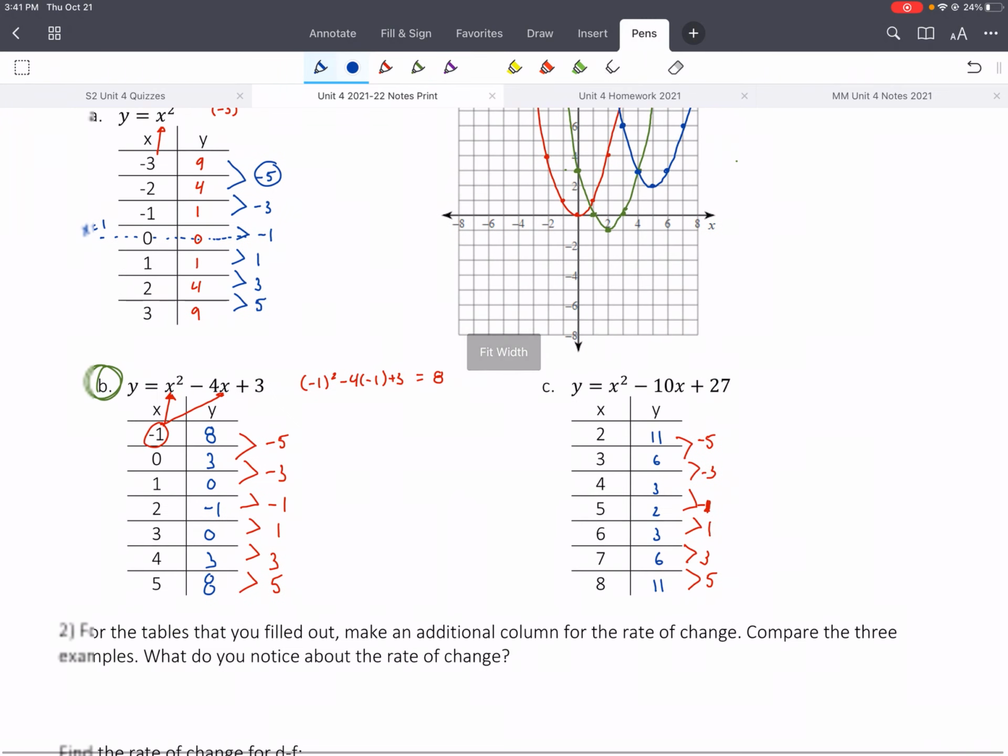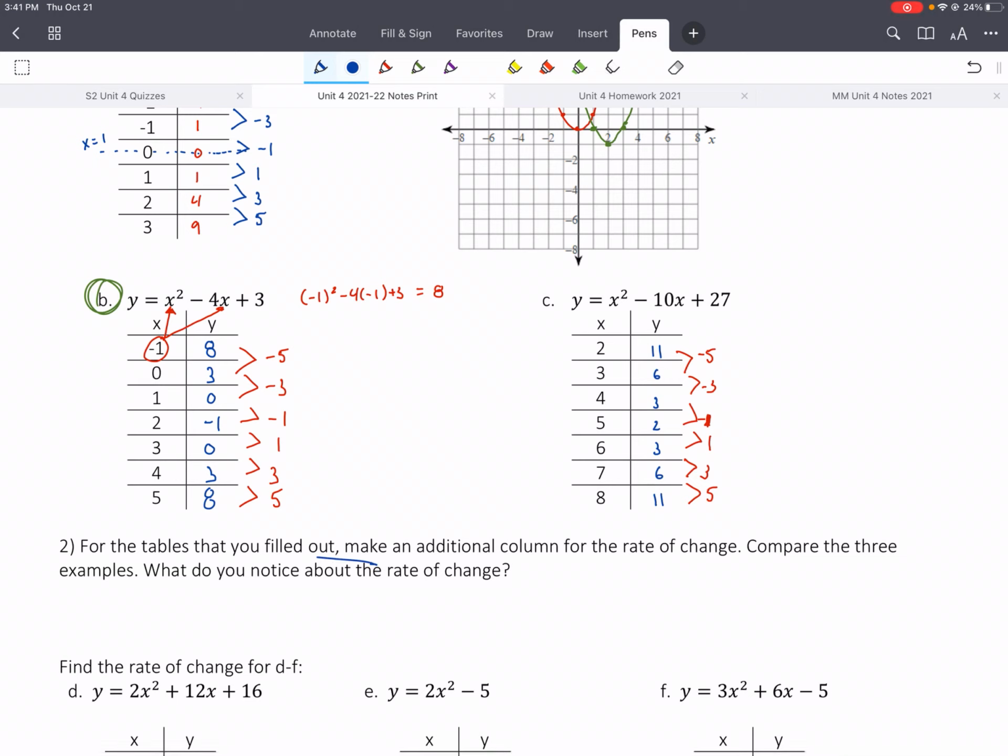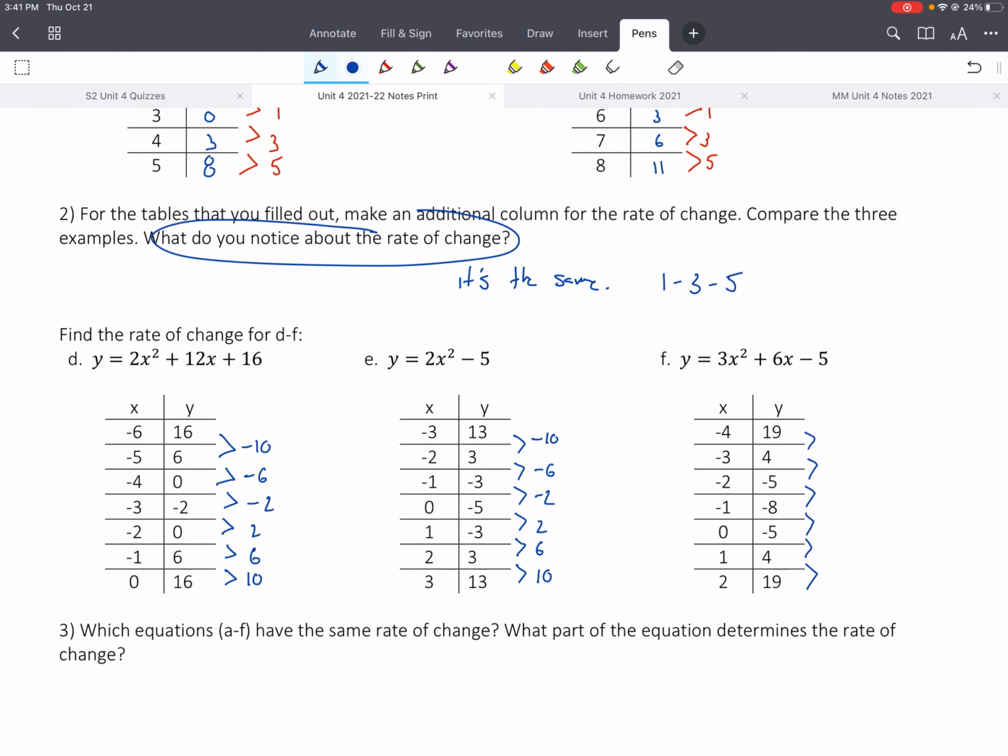So it looks like they all have the same rate of change, and that's what we're asking here: what do you notice about the rate of change? It's the same. So from that vertex, we just do 1, 3, 5. We go over 1, up 1, over 1, up 3, over 1, up 5. All right, let's see what happens for these others.